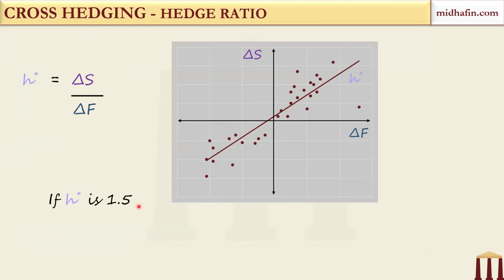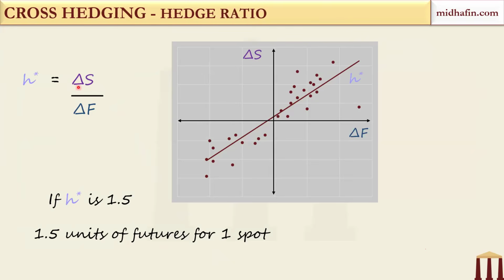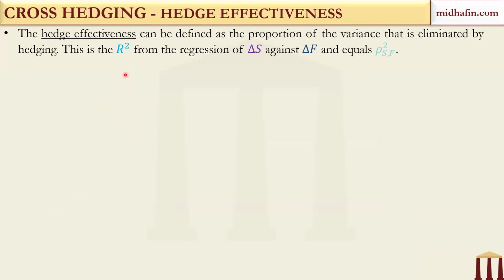So if H star is 1.5, basically you have to hedge using 1.5 units of futures for each unit of spot. We'll clarify this using an example. And again, delta S by delta F is not the same as size of S by size of F, because in terms of size, it was the opposite. This example will make it clear.